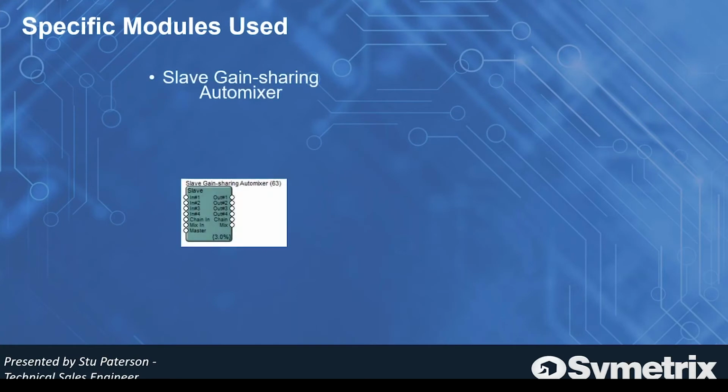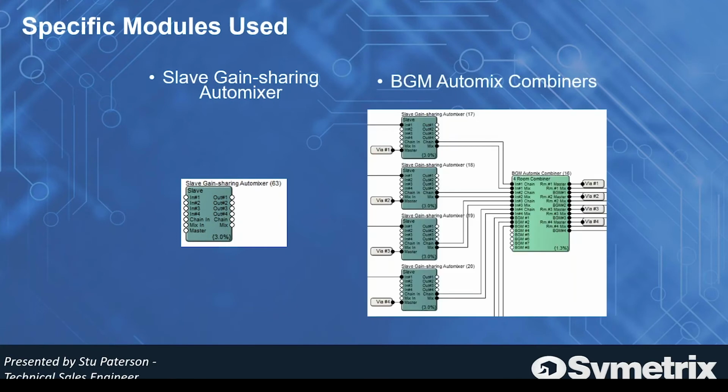Now, we're going to utilize the slave gain sharing auto mixer for each room. All this module simply does is take the inputs of each room, mix them together automatically to a certain level, and then output to the main, in this case, the mix. And that will be sent to our BGM Automix Combiner. Now, in our second picture, you can see there are 4 slave gain sharing auto mixers feeding the BGM Automix Combiner.